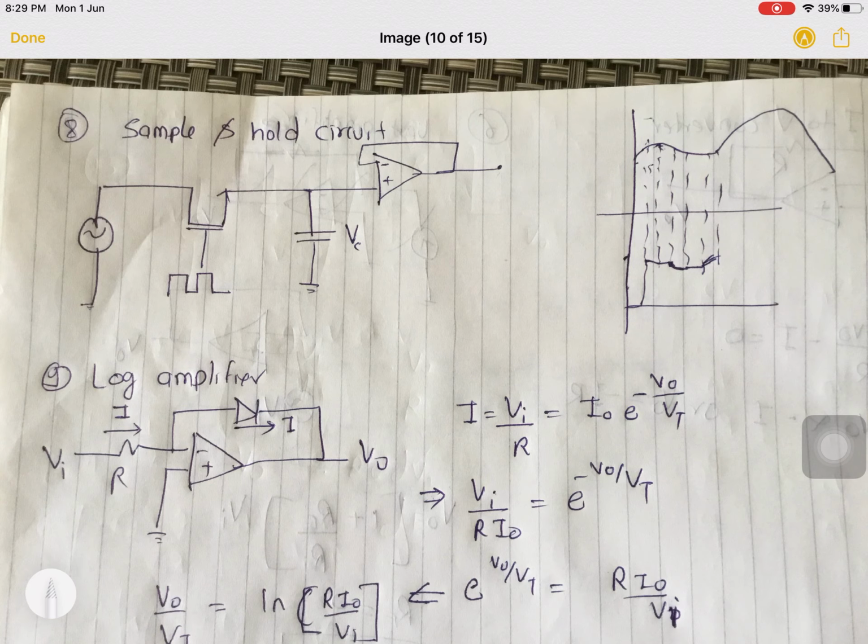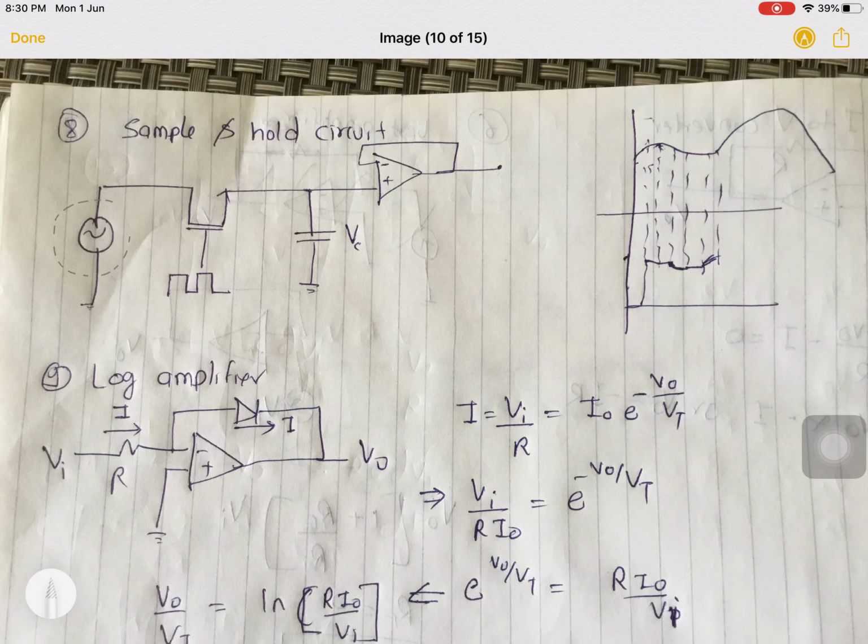Now another circuit is the sample and hold circuit. This is a very important circuit. I think this circuit is practically used when we look at the communication part. In communication theory, there are many circuits for analog communication signal generation. In that case, sample and hold circuits are used. Now what does the sample and hold circuit do?